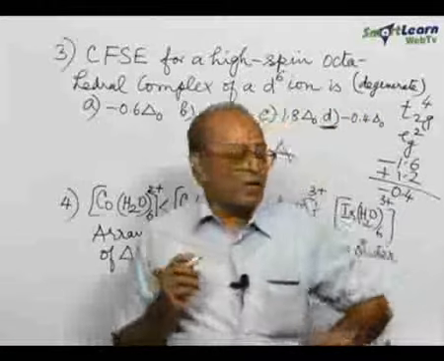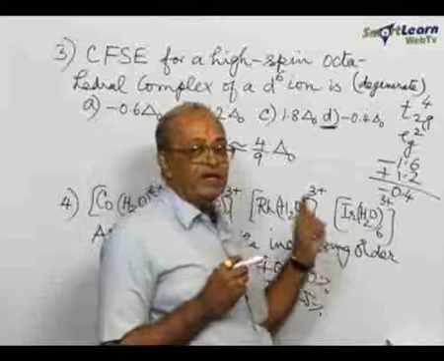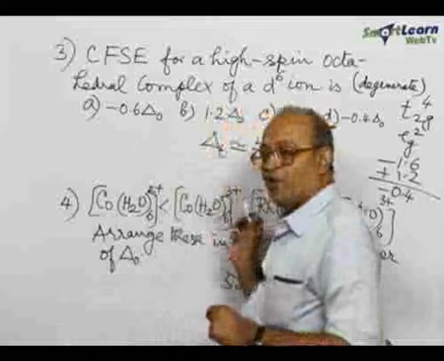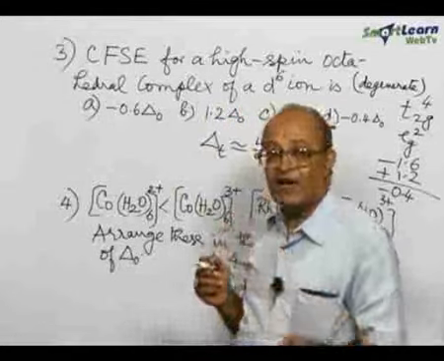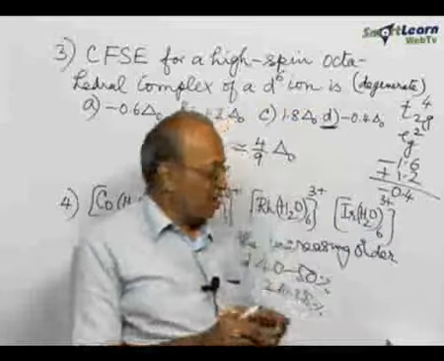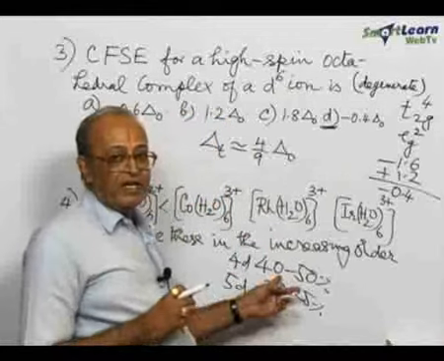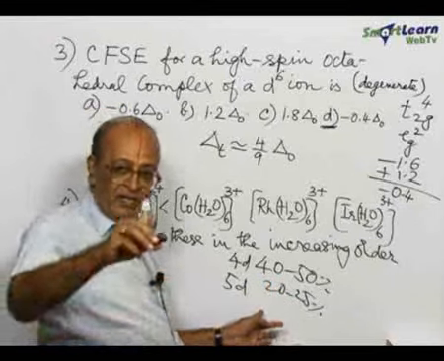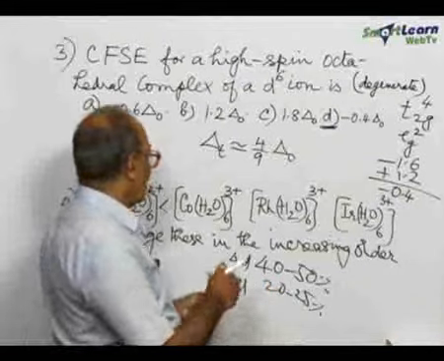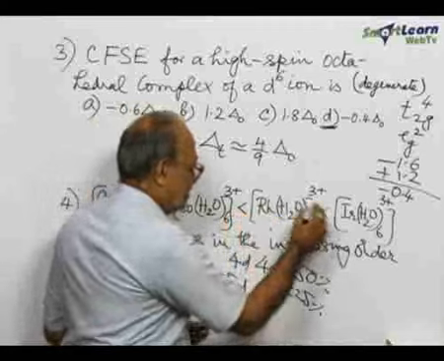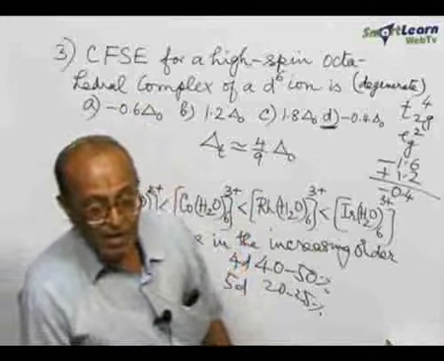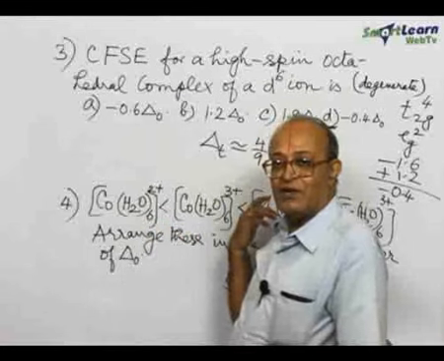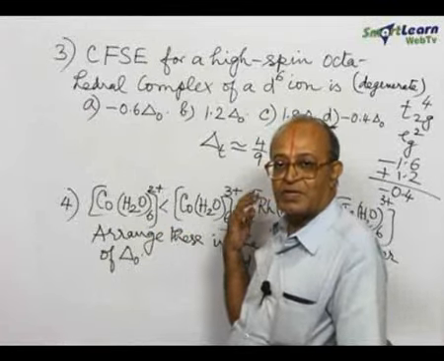cobalt, rhodium, iridium. Cobalt 3D element, rhodium 4D, iridium 5D. I have already told you, from 3D to 4D there is an increase in delta O. Similarly, from 4D to 5D there is again increase in delta O. So, if I write like this is the increasing order of delta O in the case of these 4 complexes.